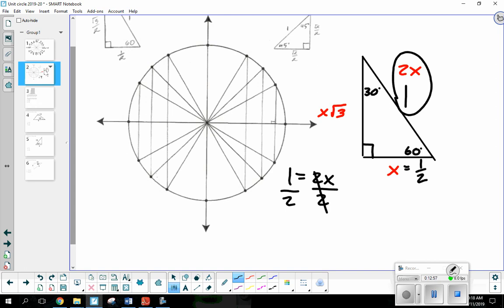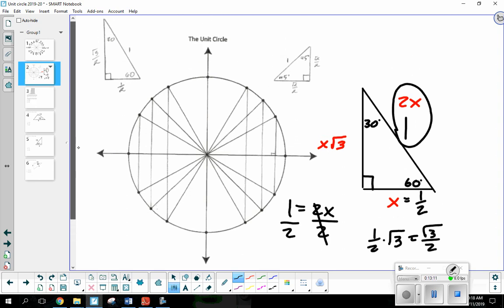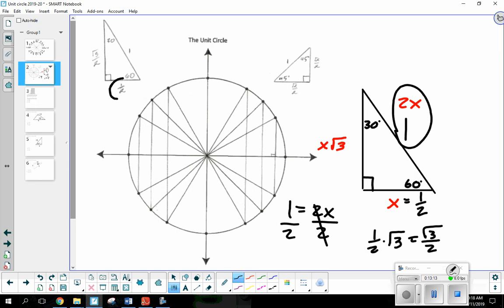Okay. So if I want to go ahead and find the longer leg, I'm going to take that x value and multiply it by the square root of 3. So 1/2 times the square root of 3, that's where we get square root of 3 over 2. So every 30, 60, 90 triangle that shows up on the unit circle, that's why we have legs of those lengths. Now those legs, they're going to help me figure out what the coordinates of each of those points on the circle are going to be. Okay, so any questions about that?